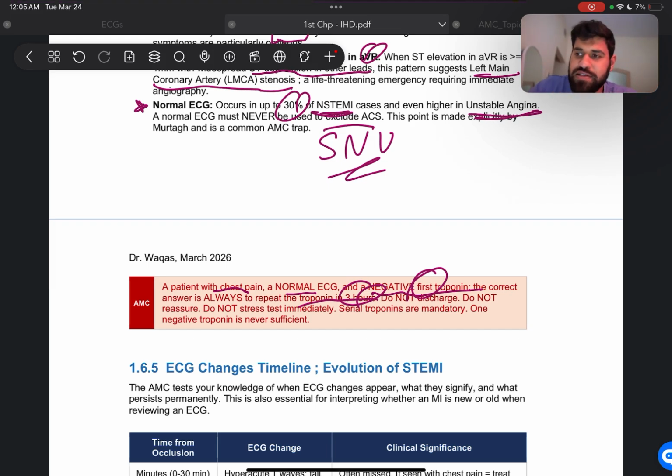All right, stress test is reserved for what? It is reserved for stable angina. And serial troponins are mandatory. One negative troponin is never sufficient.